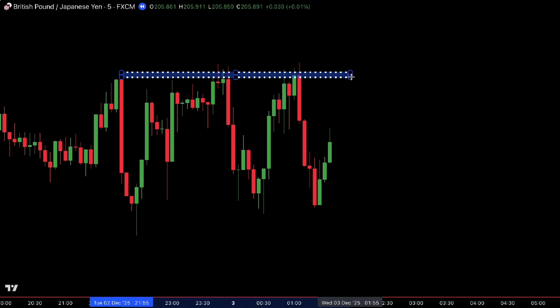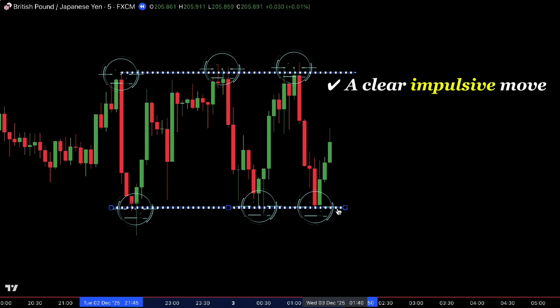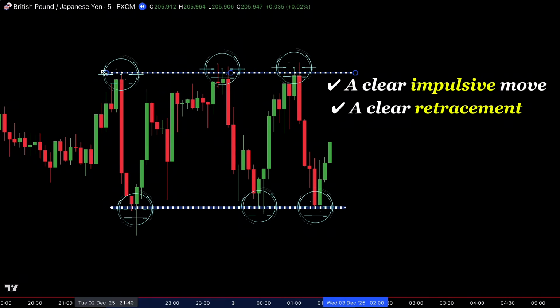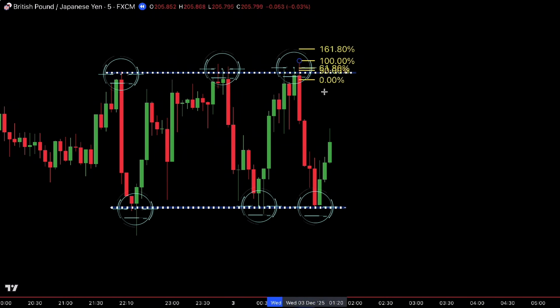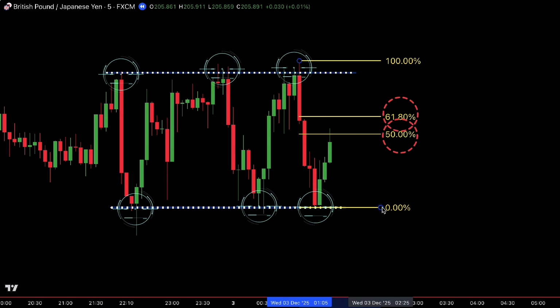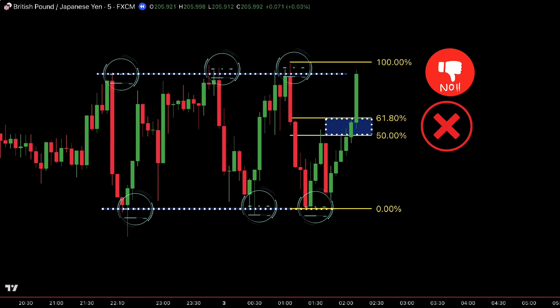Why Fibonacci fails inside a range? Fibonacci needs a clear impulsive move, a clear retracement, and a trending environment, but a range offers none of these. So when traders draw Fibonacci inside a range, they measure noise instead of structure. 50% and 61.8% levels become liquidity magnets, not entries. Price often breaks the level just enough to hit stops, then returns back into the range. This is why ranges are where most retail traders lose money with Fibonacci.